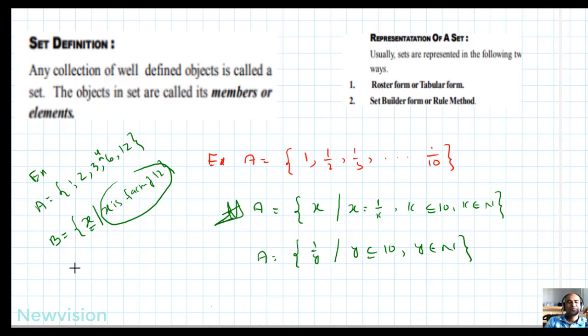Okay. Next, A equal to 2 is given. What can I write in roster form, set builder form? Several ways you can write. One of the ways: X such that X is an even prime.